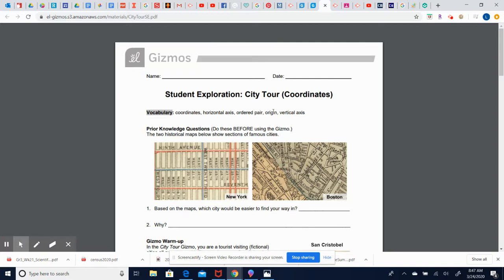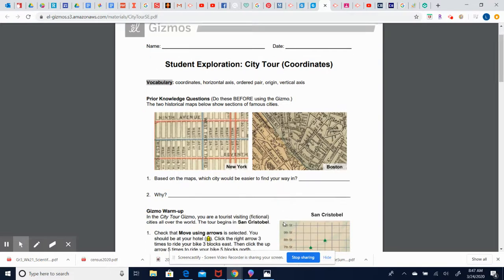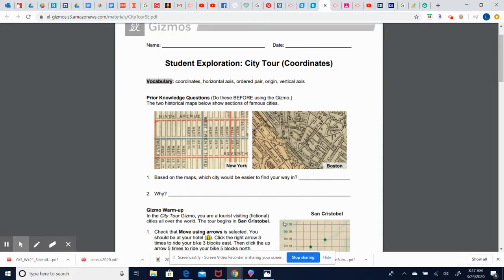So based on the maps, which city would be easier to find your way in? Take a minute and think about that. You'll notice it'll probably be New York because all of the streets are pretty easy to follow, whereas in Boston, it's very complicated.